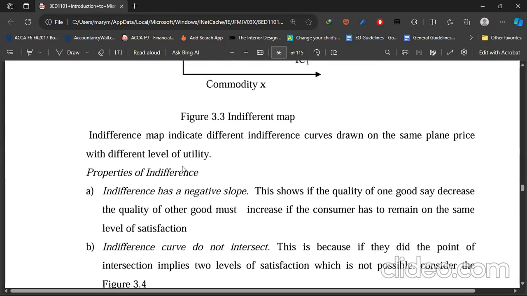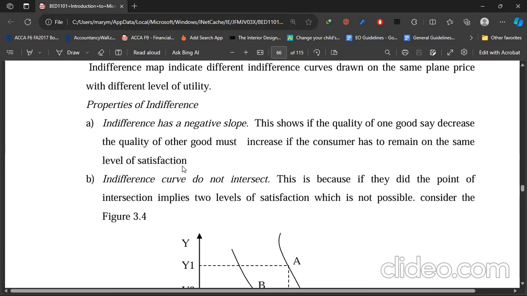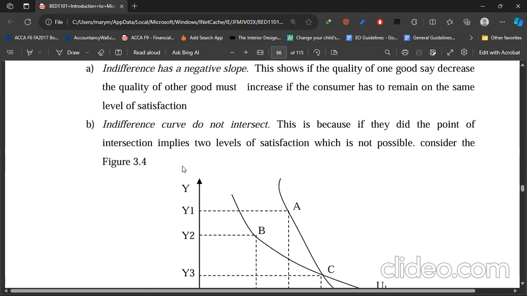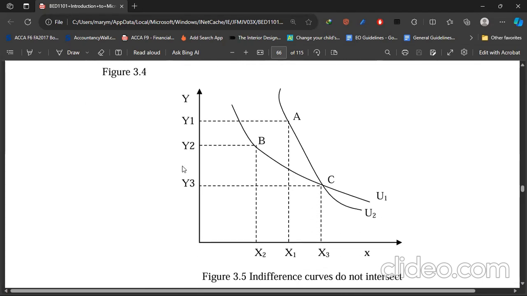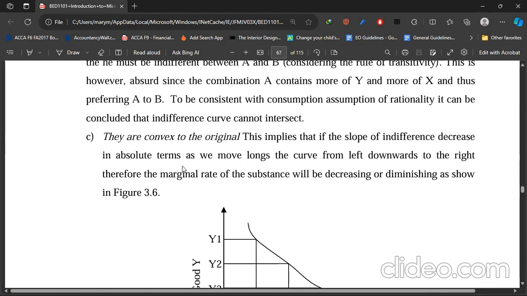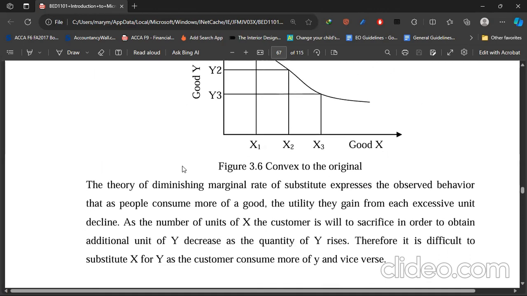Let me put it in a very quick way. Number one, the difference curve has a negative slope, and you can see it. This shows that if the quantity of one good decreases, the quantity of the other good must increase if the consumer is to remain at the same level of satisfaction. Number two, difference curves do not intersect. I remember I was able to discuss this. This is because if they did, the point of intersection would imply two levels of satisfaction, which is not possible. You can consider the graph which is already there. Then number three, they are convex to the origin, which is what I discussed. You can see the graph of it there.